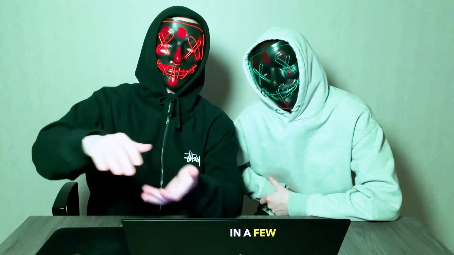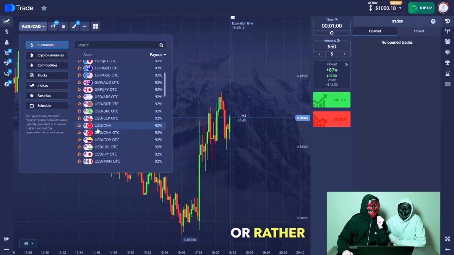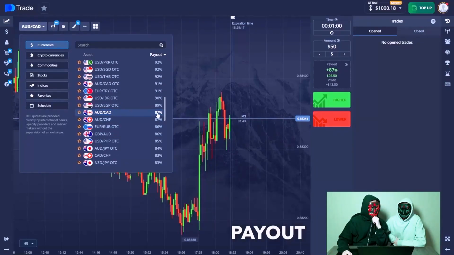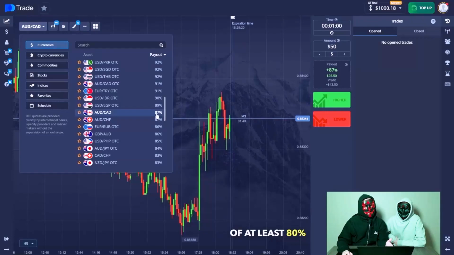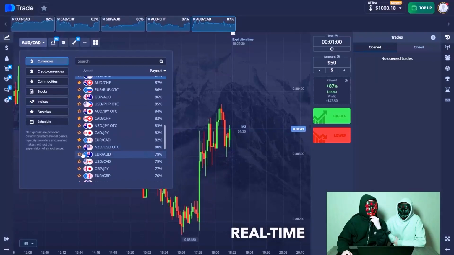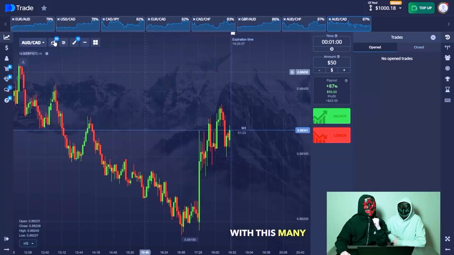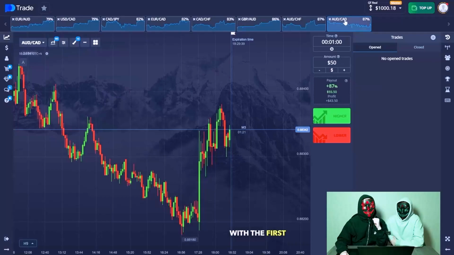And we're going to start trading according to our student strategy, who has made an excellent sum of money in a few days. We'll choose a currency pair, or rather multiple currency pairs, with a payout percentage of at least 80%. Let's opt for several currency pairs right away, but we won't touch OTC. Instead, we'll trade on authentic currency pairs that have real-time rates. We'll be satisfied with this many currency pairs, and let's start with the first one.